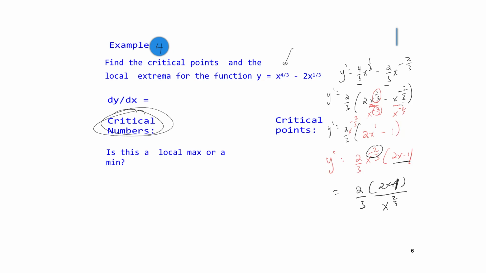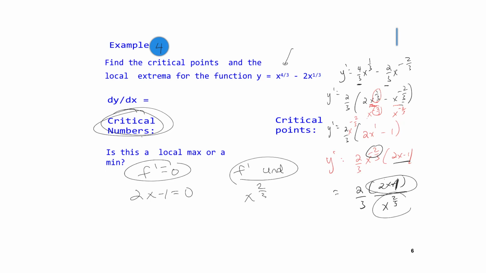So now we can figure out the critical numbers. Remember what critical numbers means: f prime is 0 or f prime is undefined. To find where f prime is 0, we're going to look at the numerator. So you have 2x minus 1 equals 0. For undefined, you're going to look at the denominator and set it to undefined. This gives me 1/2, and this gives me 0.